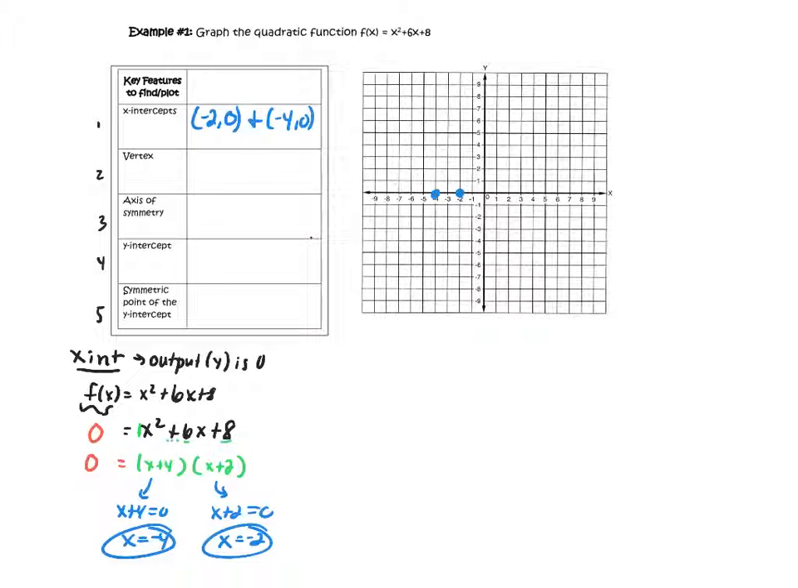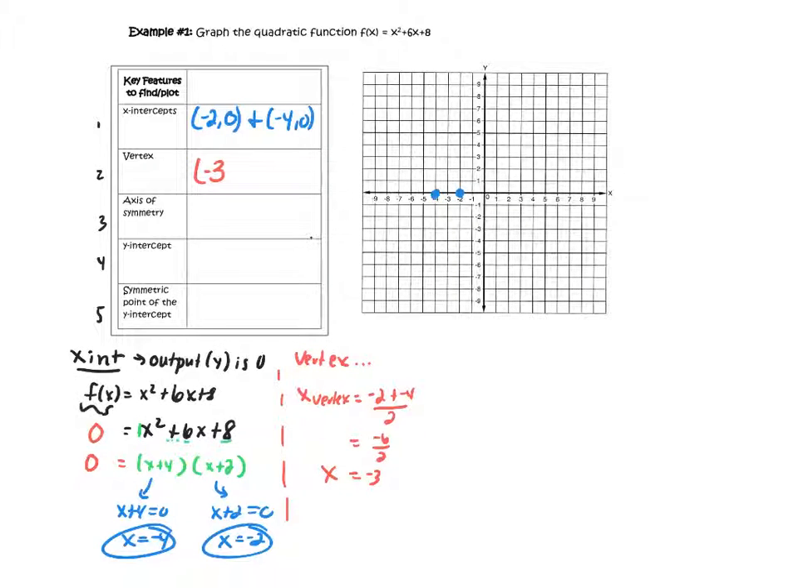Next, we move on to the vertex. And the reason that we're moving on to the vertex is because we know that the vertex is halfway in between the x values. So the x value of the vertex, as we wrote down in our notes, we would add the x-intercepts, so negative 2 plus negative 4, and then divide that by 2, which gives us negative 6 over 2. So the x value is negative 3.